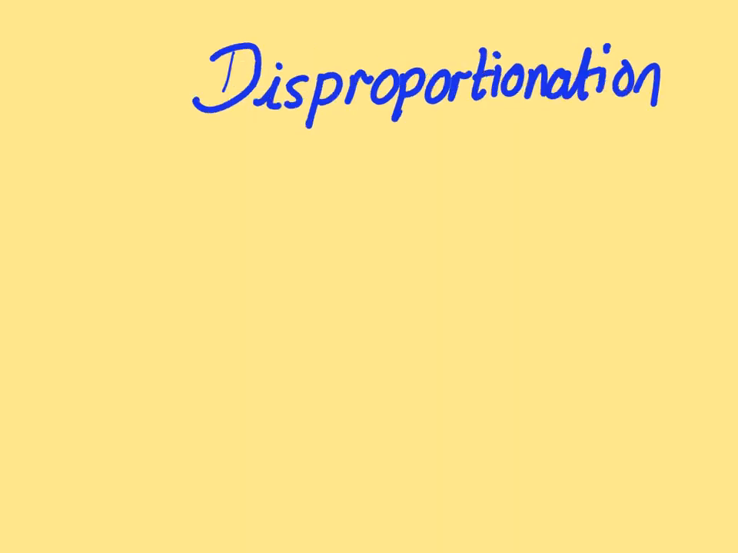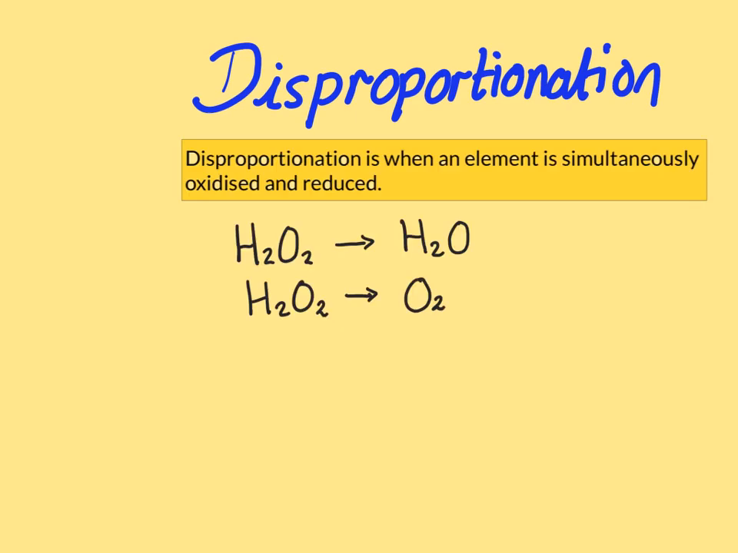Here's the word of the day, disproportionation. So we're going to look at some common disproportionation reactions in chemistry. So let's look at hydrogen peroxide. In the first equation, hydrogen peroxide is forming water. So let's balance this equation in the usual way.